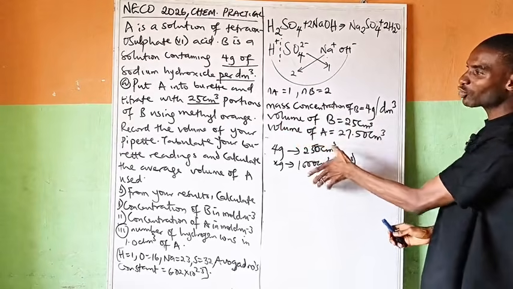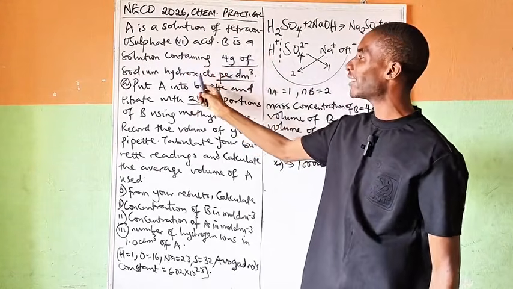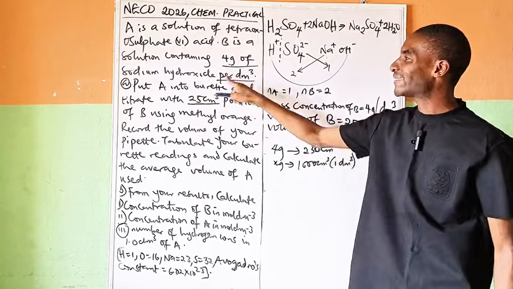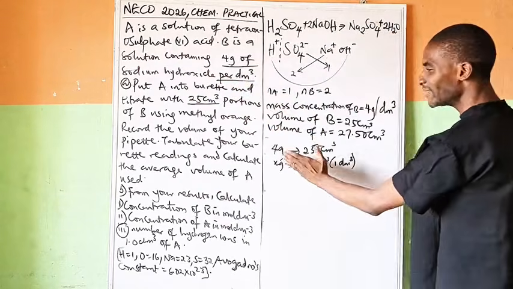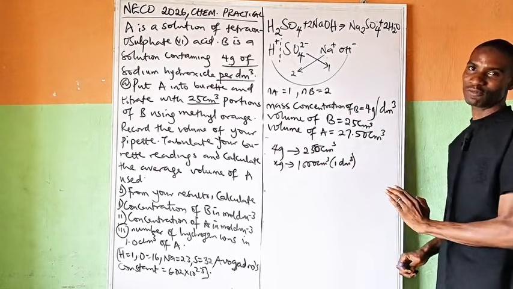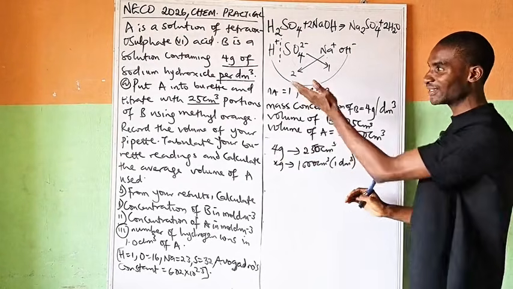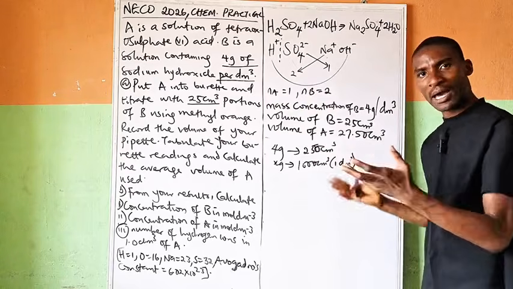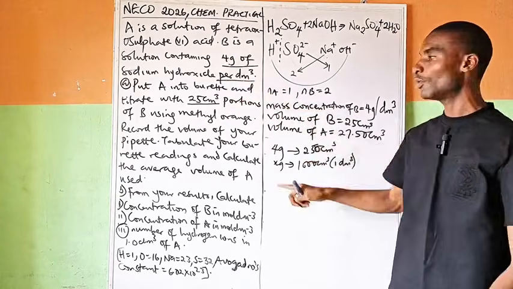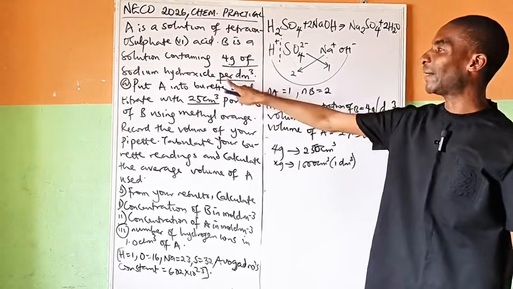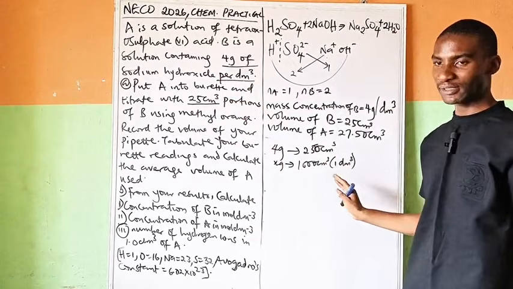But the reason why we are not doing that is, look at the question very well. They said B is a solution containing 4 grams of sodium hydroxide per dm³. So per dm³ means in 1 dm³, which is in 1000 centimeter cube. So they have already done all of this, so you do not need to do it. Some of you have seen videos where they did this, and you get confused. You don't have to get confused. The reason is because it's per 1 dm³. But if it had been present in or per 250 cm cube, then you have to do this and convert it. Is that okay?